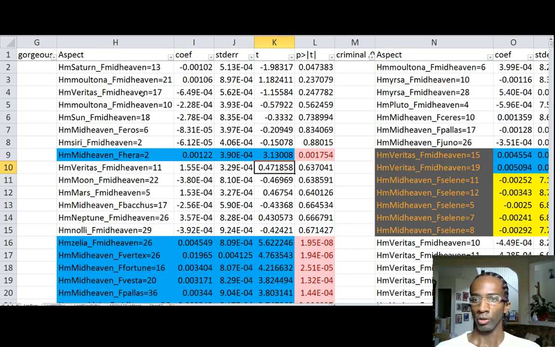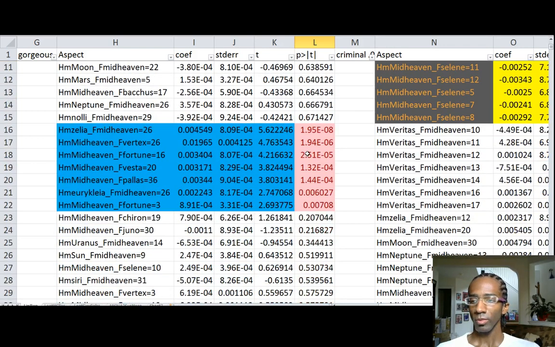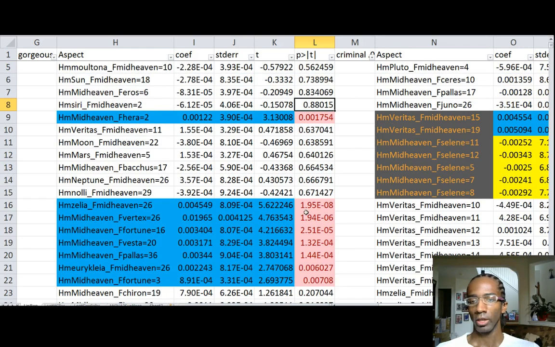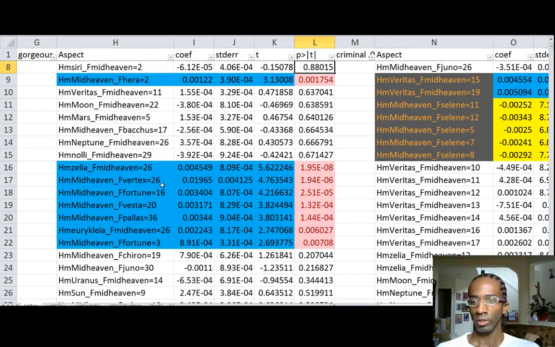So when I ran linear regression, I did it on various categories, and I ran it on categories like those who were described as having the trait gorgeousness. And apparently, a midheaven Hera opposition was statistically significant. So we've got our p-value here. It's statistically significant at the 0.01 level for influencing gorgeousness. And then, of course, you can replicate this on a different data set. But other things that helped influence gorgeousness were Zelia midheaven, midheaven vertex, and so on.